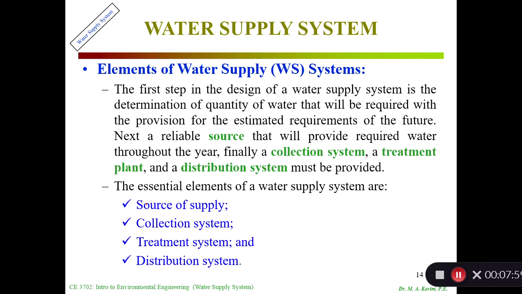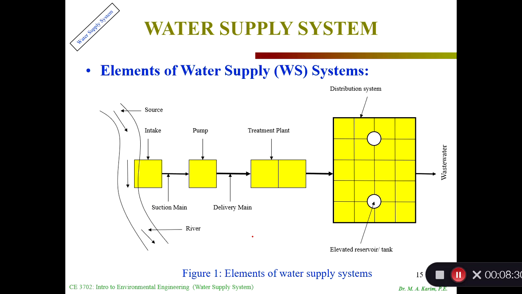Okay, so elements of a water supply system. In order to design a water supply system, we have to know a few things. Number one is the source, where we can get the water from. Then how we can collect the water, and then we have to treat it before we supply it. Then we have to have a distribution system to supply it to the individual houses. So there are four major elements: the source of supply, collection system, treatment system, and distribution system.